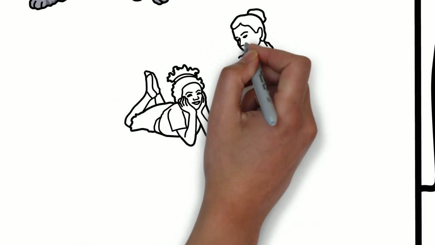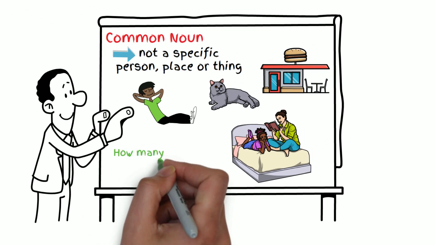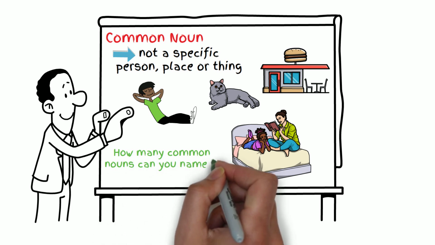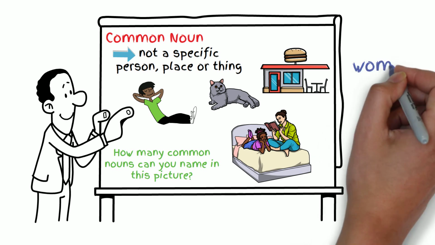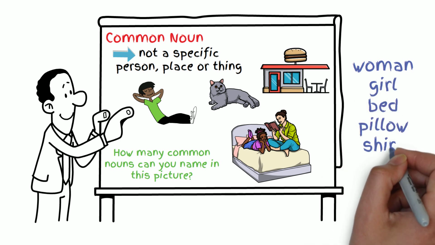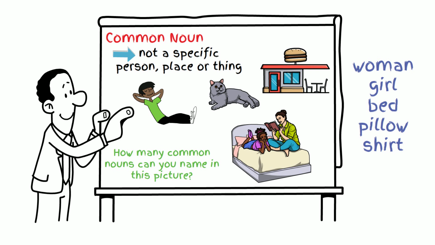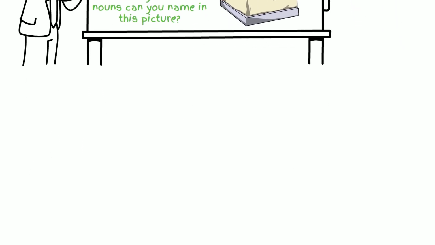Look at the picture with the girl and her mom. I want you to pause the video and think of all the common nouns that are in the picture. Okay, now that you had a chance to pause the video and think about the picture, check your answers with these. Here are some of the common nouns: woman, girl, bed, pillow, and shirt. There may be more, but these are the most common ones that I was able to see.